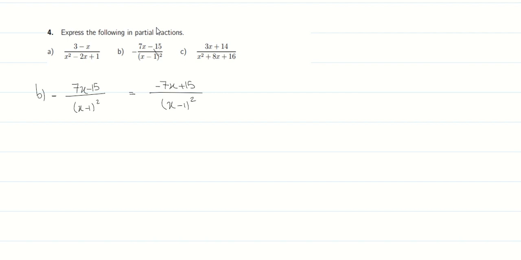So it has a repeated linear factor, so it can be written as a over x minus 1 plus b over x minus 1 squared. Now I have to find the a and b values in order to successfully break this expression into partial fractions. To find the a and b values, as you remember, we have to get rid of the denominators. So we have to multiply both sides of the equation by the common denominator, which in here is x minus 1 squared.